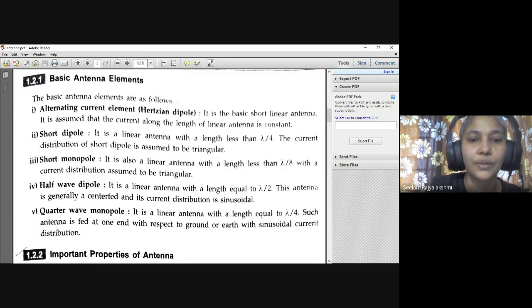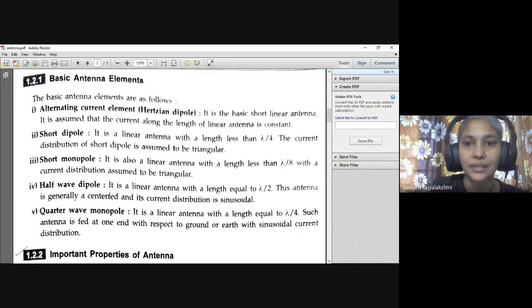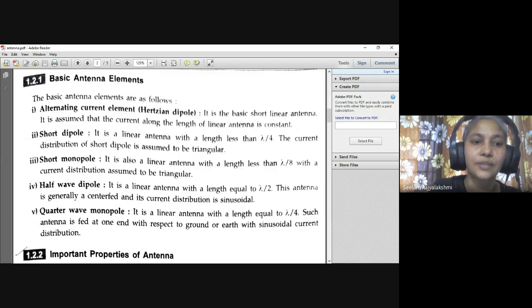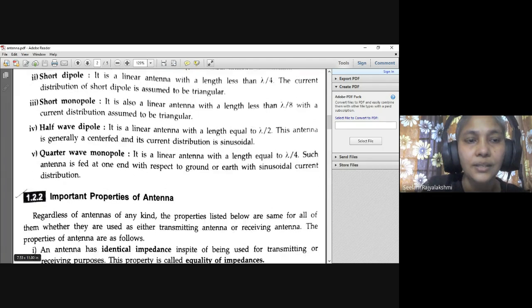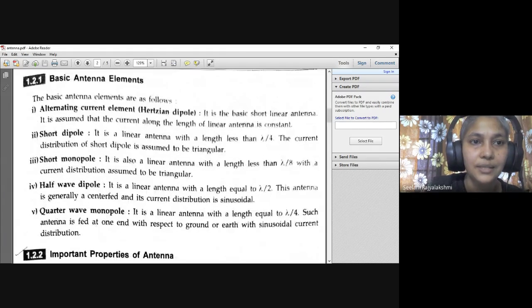Quarter wave monopole. It is also a linear antenna with length equal to lambda by 4. If you consider the quarter wave monopole and the short dipole, the short dipole length is less than lambda by 4 and this one is equal to lambda by 4. Such an antenna is fed at one end with respect to the ground or earth with sinusoidal current distribution. So these are the basic antenna elements, which are linear antennas.